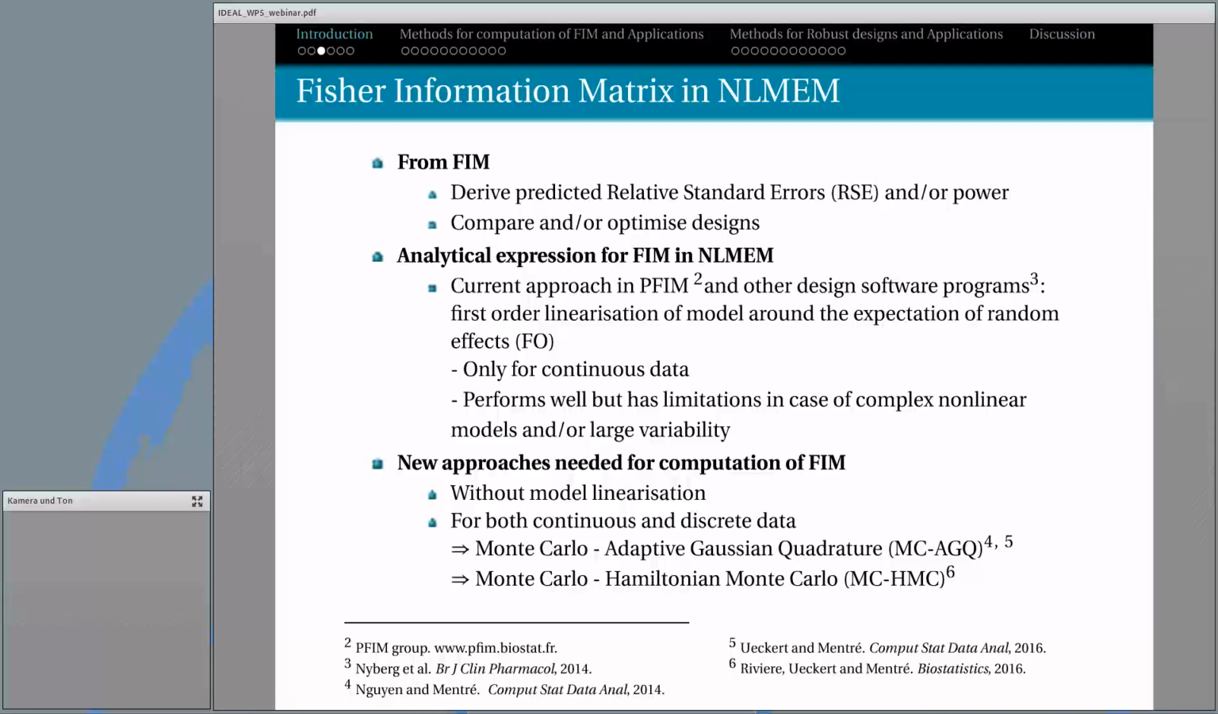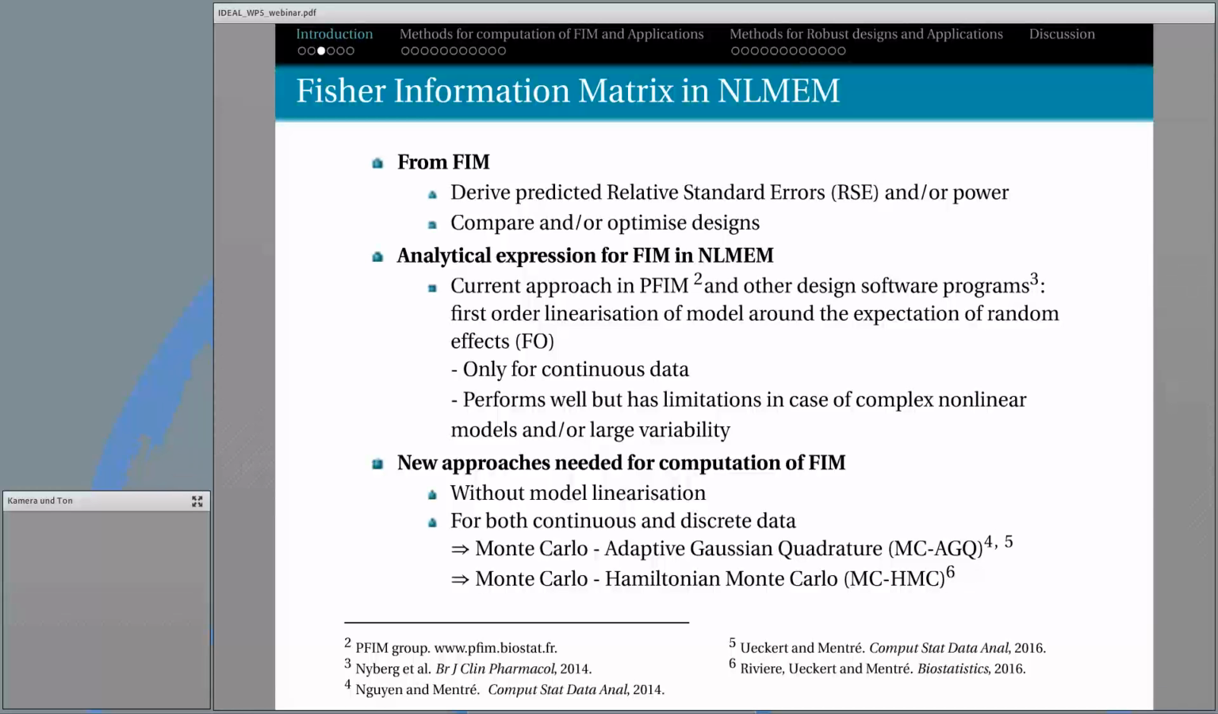The current approach in the software PFIM that was developed by our lab, but also in other design software, like for instance PopED, developed by Uppsala University, who is a leader of one of the work packages, was based on the first-order linearization of the model around the expectation of the random effect, FO, also called MQL in the stat literature. This approach will work for continuous data and perform well, but could have several limitations when the model is very nonlinear and when there is large interindividual variability.